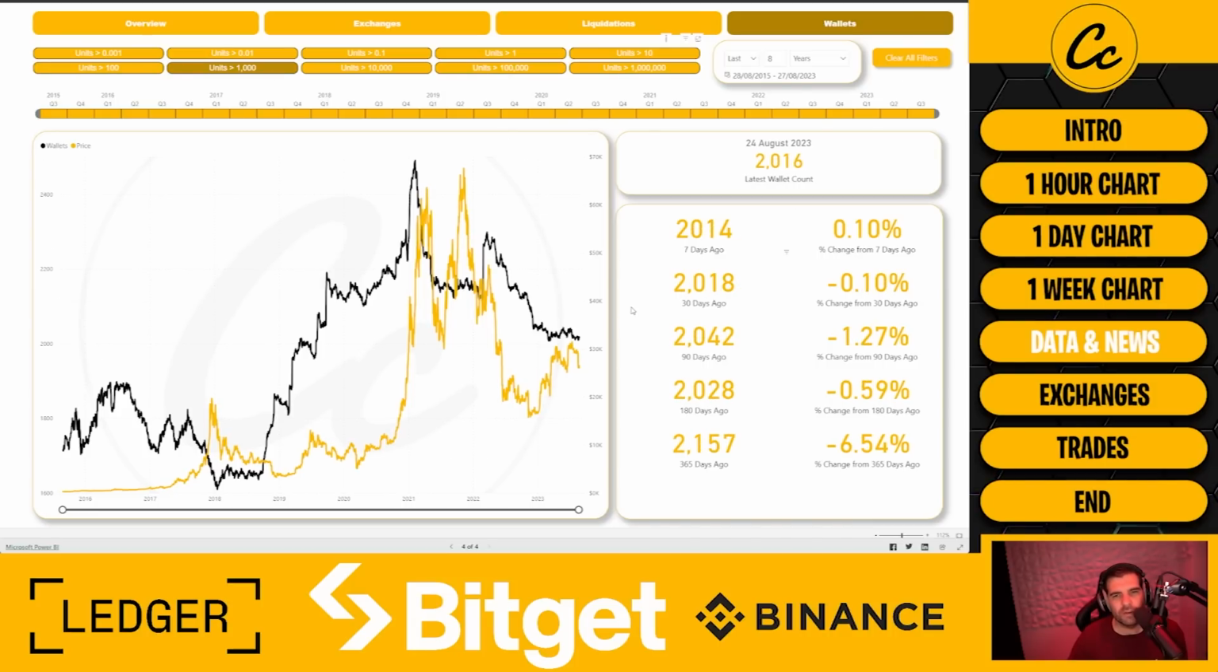Now, when it comes to our whales, 1,000 Bitcoin or more, there's 2,016 of these. They have actually been accumulating over the last 7 days or so. It's up 0.1%. Other than that, outside of the last 7 days, these wallets have unfortunately been decreasing. They're not increasing. Over the last year, down 6.54%. So not looking like they're looking to hold Bitcoin for the long term. They've just been selling, obviously to the retail investors who are accumulating. So for the most part, not a positive story to be seen here from this size of wallets.